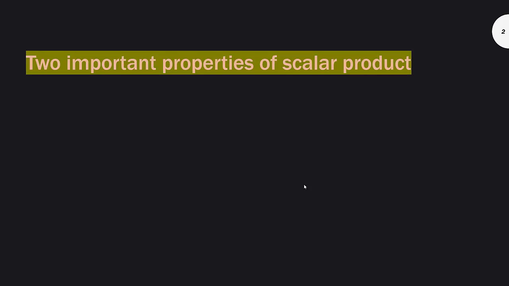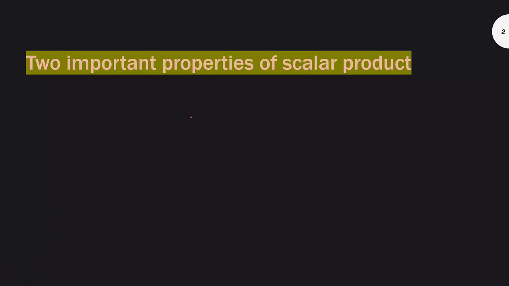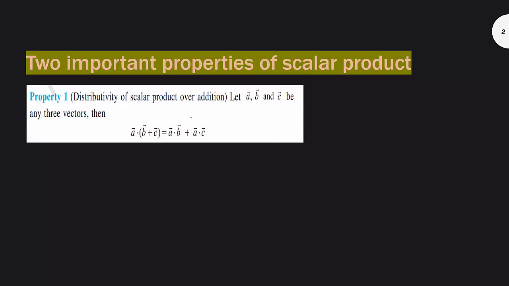So next we have two important properties of scalar product. Clear? The first one is distributive of scalar product over addition.